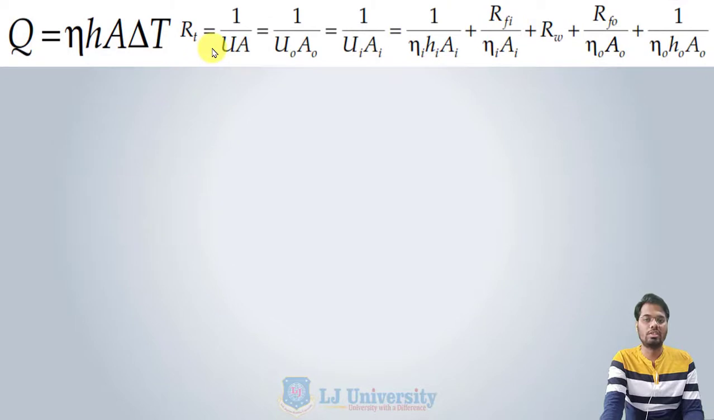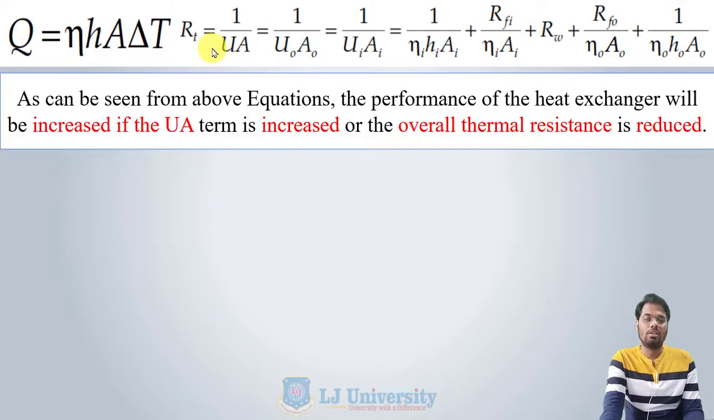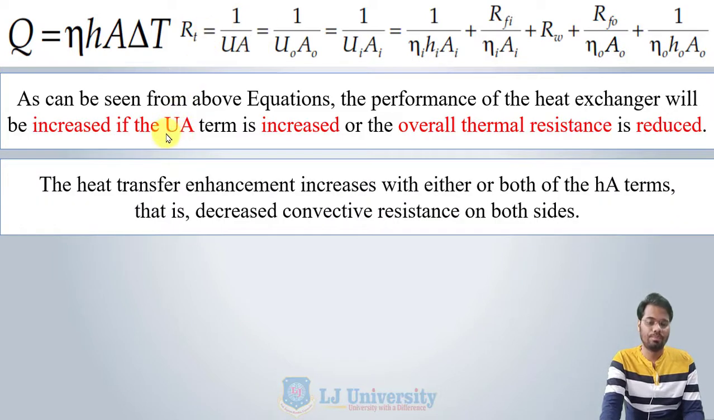So from these two equations we can say that the performance of the heat exchanger will increase if the value of UA is increased, because as the value of UA is increased, the value of thermal resistance is going to decrease, so the heat transfer rate is going to increase. So the overall thermal resistance is reduced by increasing the value of UA. So our goal is to increase the value of UA.